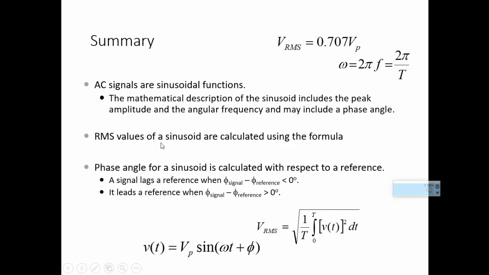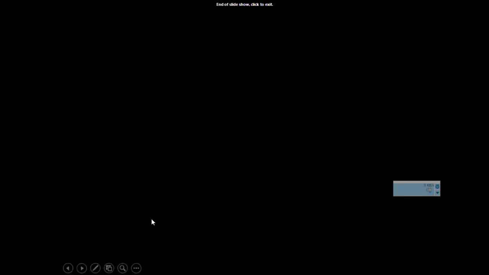The RMS value of a sinusoid is calculated using this formula, and the phase angle is calculated with respect to the reference. We've seen all of these references here. So this is the formula that we use to characterize an AC signal.